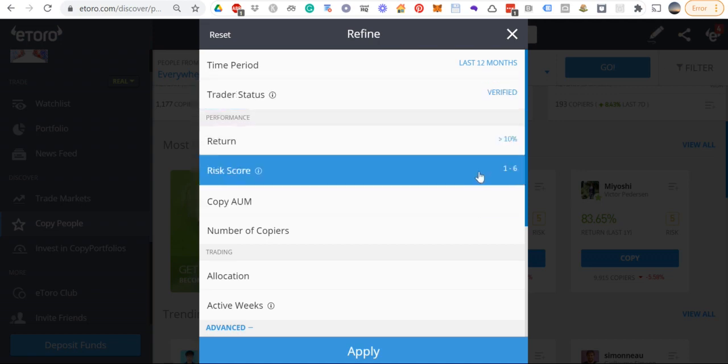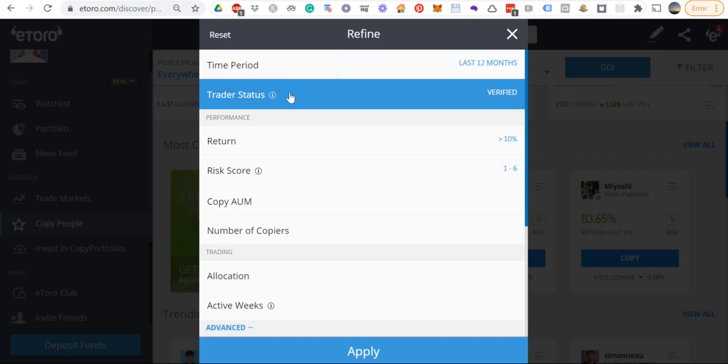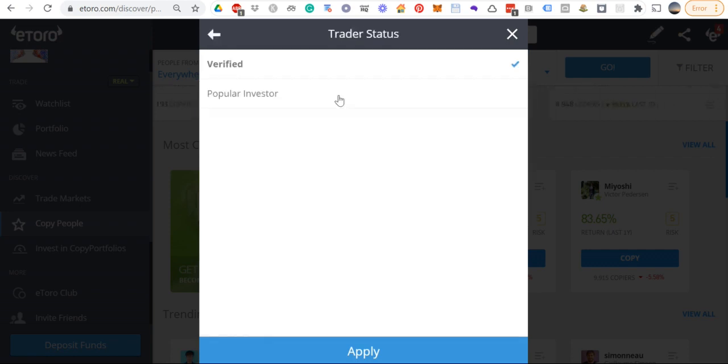So it sets some default levels. Let's just go through. Time period of 12 months, it's fine. You can select 2 years, but as you saw, you can see all of their data anyway from past years. So just get a performance over 12 months. It's fine. The trader status is whether they're popular investors or not. That's fine. You can leave it verified.